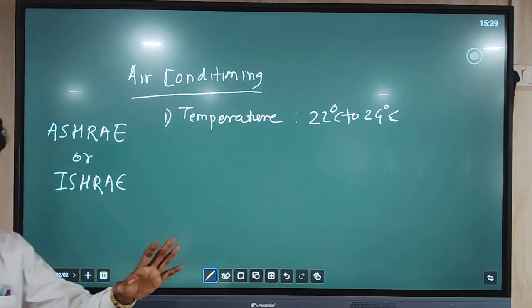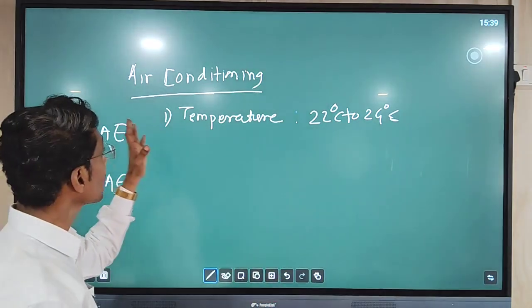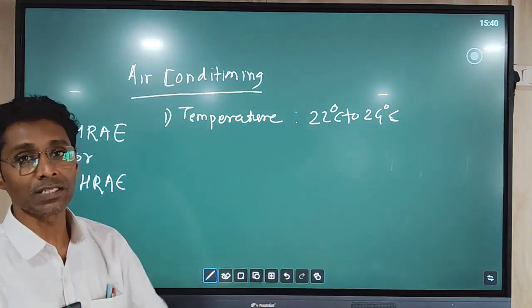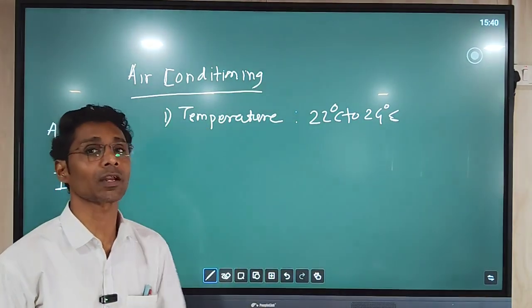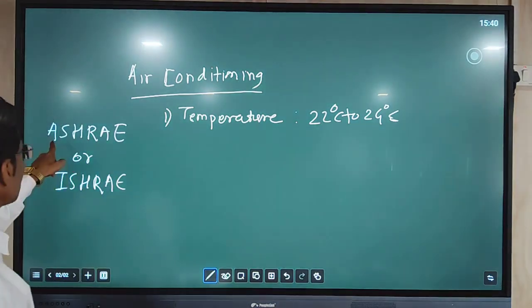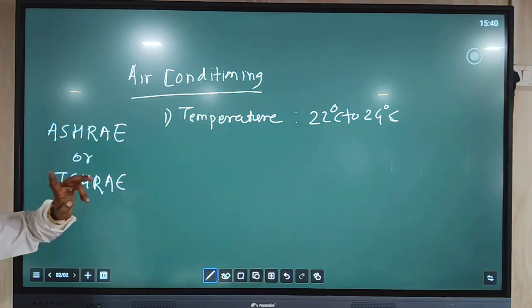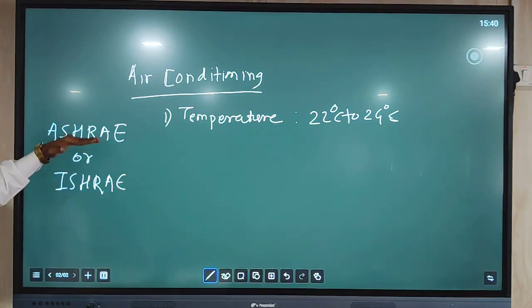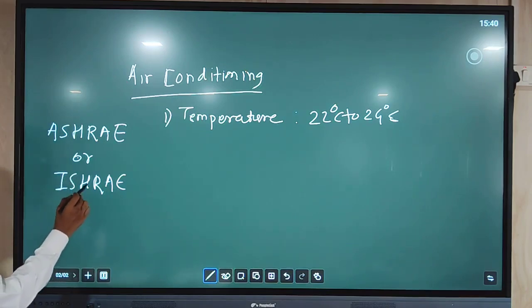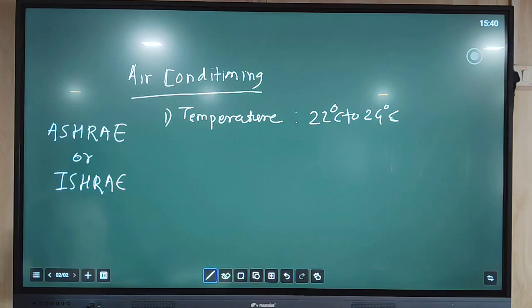ASHRAE and ISHRAE are the organizations which are guiding the people who are working in the HVAC domain. They have set up some rules and regulations. So this is the American Society for Heating, Refrigeration, Air Conditioning Engineers. This is an organization which is working at international level, in European countries. However, for our India, the same kind of work is carried out by the organization ISHRAE, means Indian Society for Heating, Refrigeration, Air Conditioning Engineers.